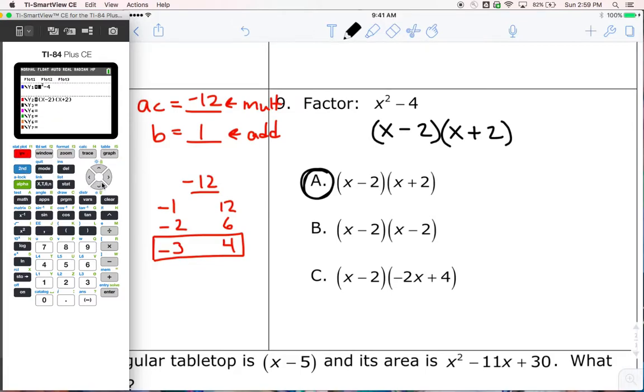But just to show you, what if I had checked this option B? And B looks like both of them are negatives or minus signs. So look when I check my table now. Do you see how these numbers are not matching these numbers? That's how you're supposed to know that this is not the right answer, right? And we know this one's not it either. Your answer is A.